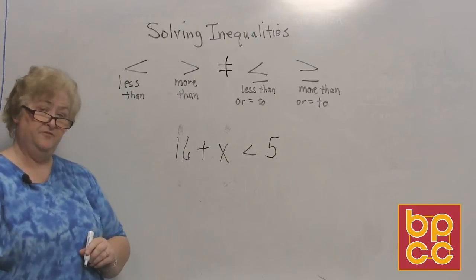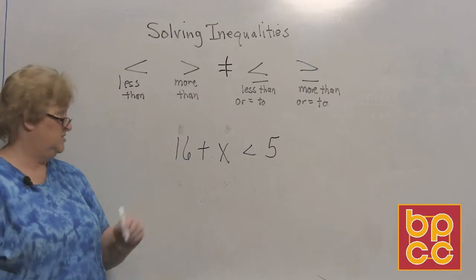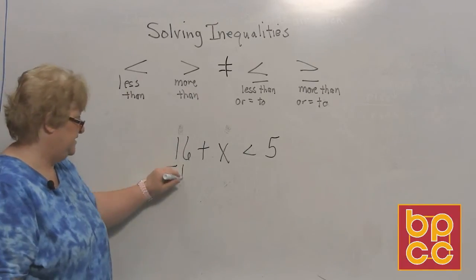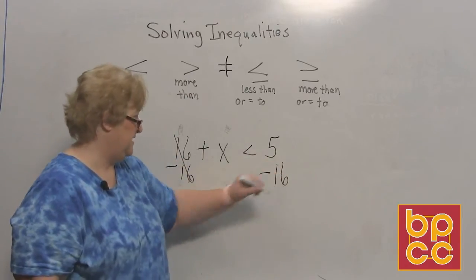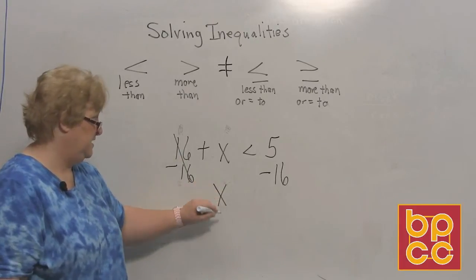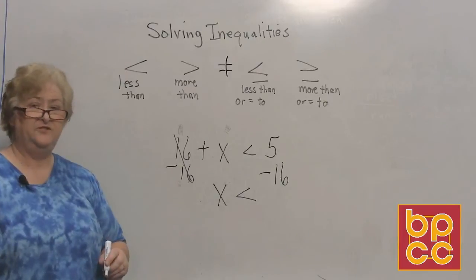Okay, who should be moving here? I have to isolate the x, so let's tell 16 to move. We do that by adding the opposite. -16 to clear, and a -16 on this side. We now have x isolated, so we have x less than, and we have a 5 and a -16.